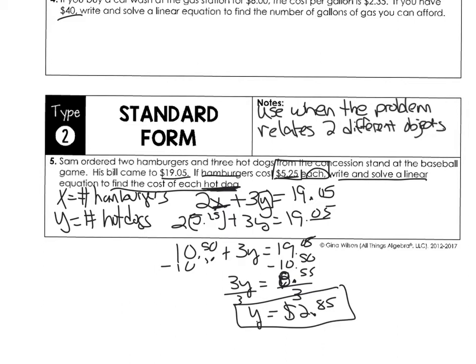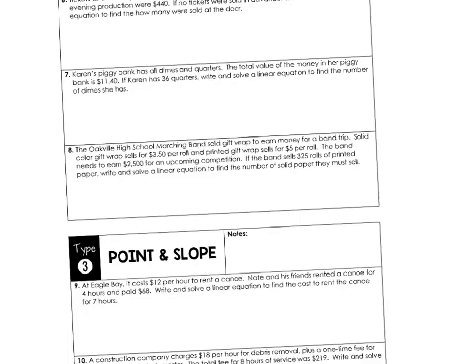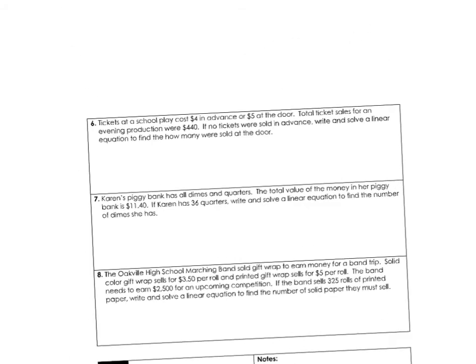So it's $2.85 for what? What is Y? Hot dogs, right? So the hot dogs were $2.85 each. All right, let's look at the next page over.